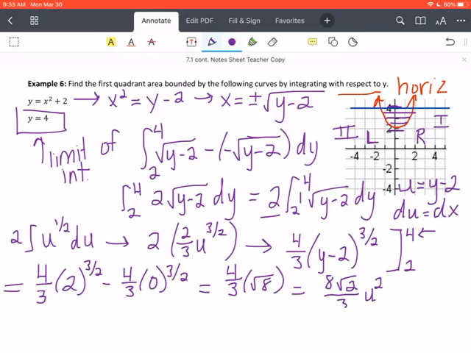units squared. That is the area of the region, which is not as nice. And if you plug that into your calculator, if you use the integrate feature, that's approximately 3.77.